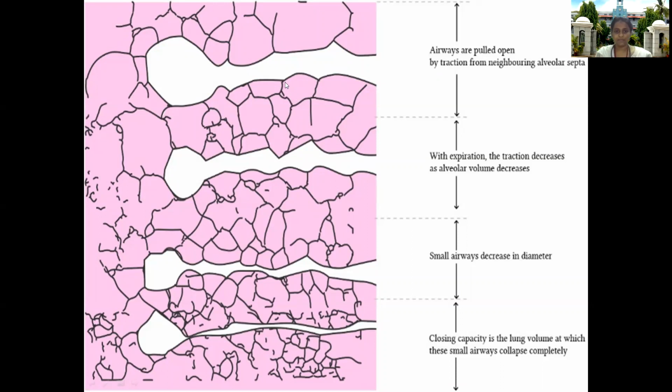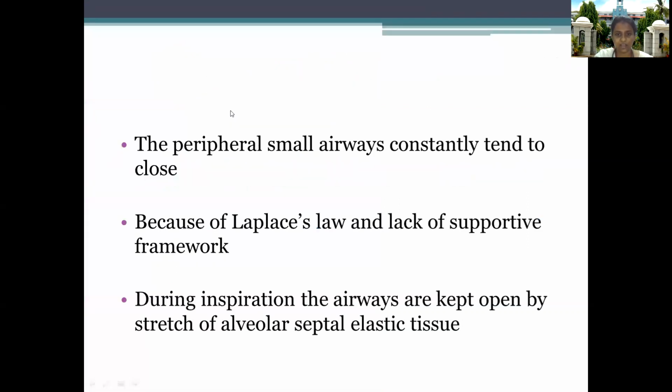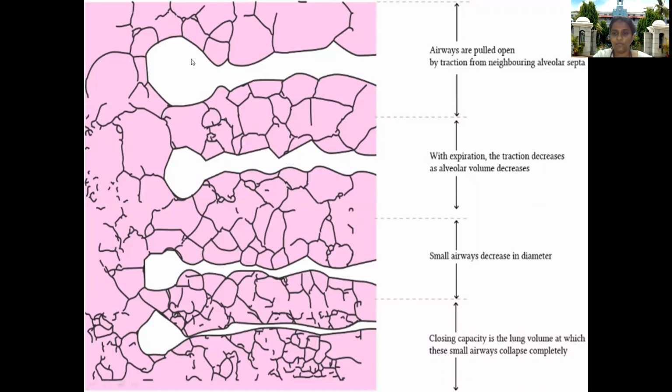This is a schematic diagram showing the terminal bronchioles finally opening up into the alveoli. And here we see that these alveoli are in fact like a rubber band. So the alveoli here are kept open only because of traction from the nearby alveolar septa. During expiration, the traction forces on these alveoli gradually decrease, and so the airways become smaller and smaller in diameter, and finally they collapse on themselves. Therefore, closing capacity is the lung volume at which these small airways, the respiratory bronchioles, collapse completely.